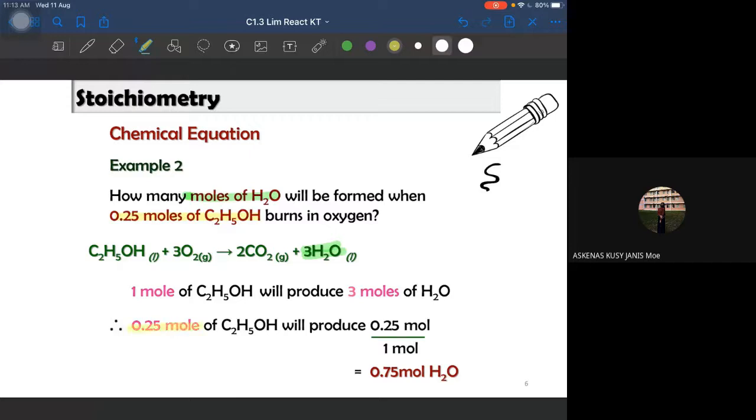Okay, so if you have 0.25 mole of C2H5OH, berapa mole of H2O yang akan diproduce? So buat darab silang lah macam tadi, ataupun the second technique 0.25 bahagi 1 darab 3. Okay, kamu akan hasilkan 0.75 mole. Dapat? Dapat, Miss.